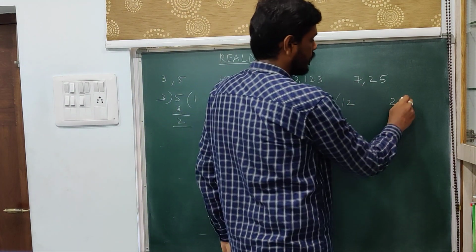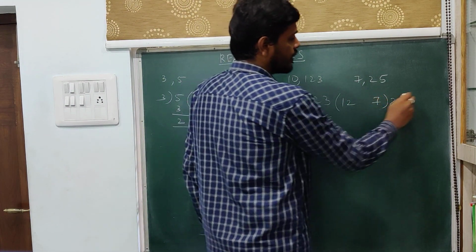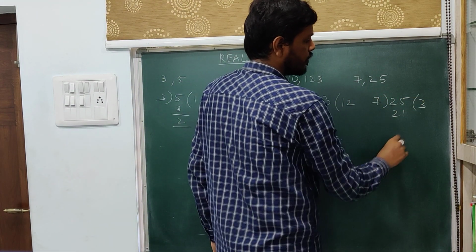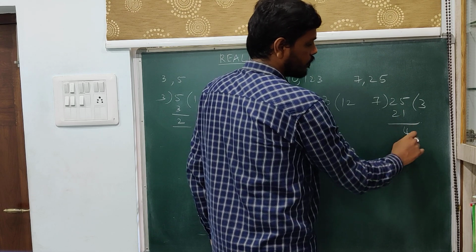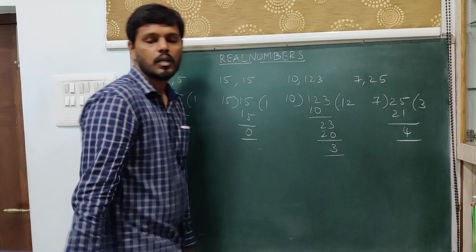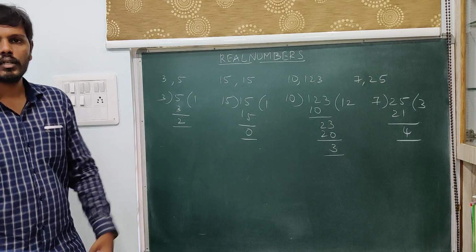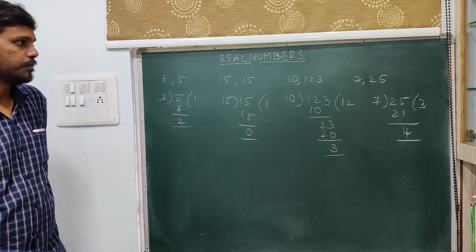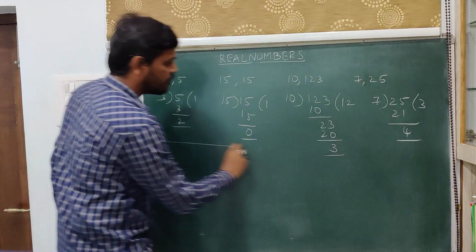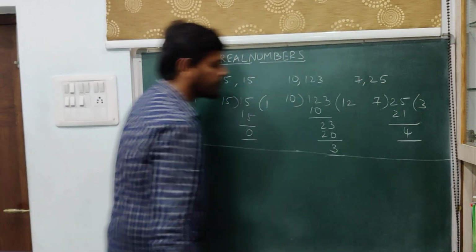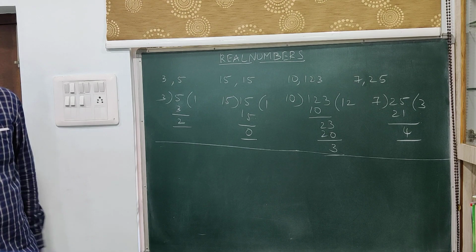Now a similar case, 25 divided by 7. 7 3s are 21, the leftover is 4. 4 is less than 7, so we terminate the division process. Now this is what you have done in your earlier classes. Now we examine them closely. We examine all these 4 cases, and we try to generalize the same.